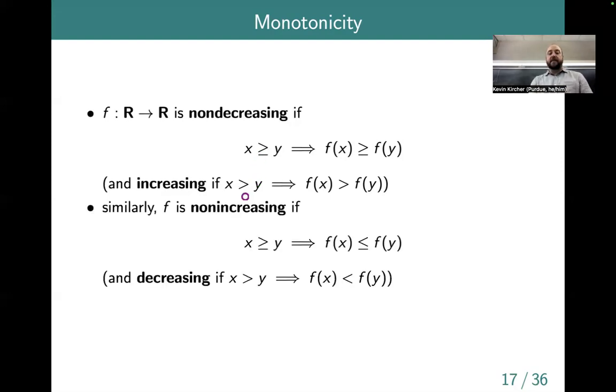And then the opposite, as you imagine, is also true. If you have a non-increasing function, that means that if you have a bigger value of the input to the function, you get a smaller or equal value of the output. So non-decreasing functions preserve the direction of the inequality, and non-increasing or decreasing functions switch the direction of the inequality.